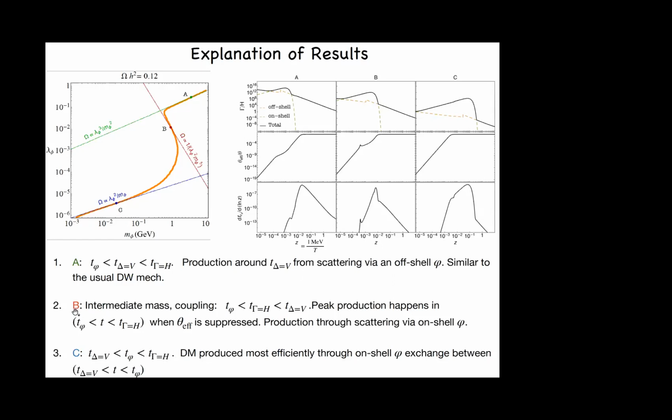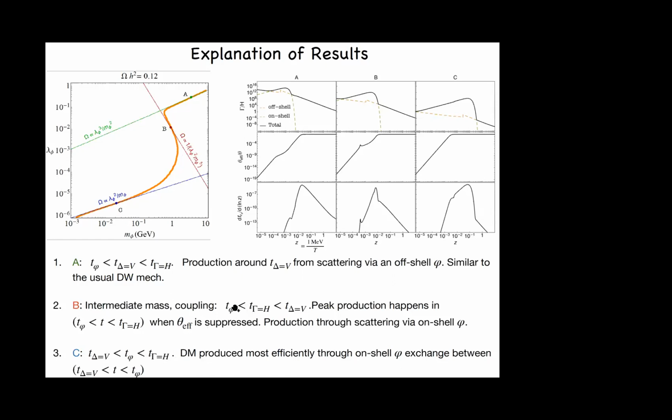And the second scenario is a more complicated scenario where you have an intermediate mass and an intermediate coupling. And what happens in this case is that scattering can still happen through production of an on-shell phi, because the phi is light enough to be produced on-shell.